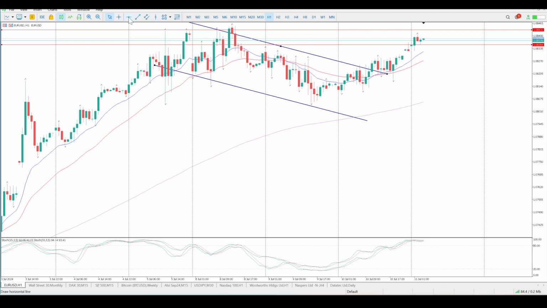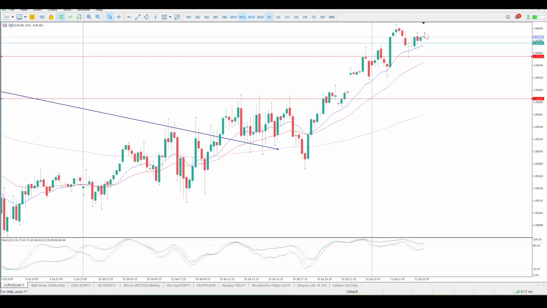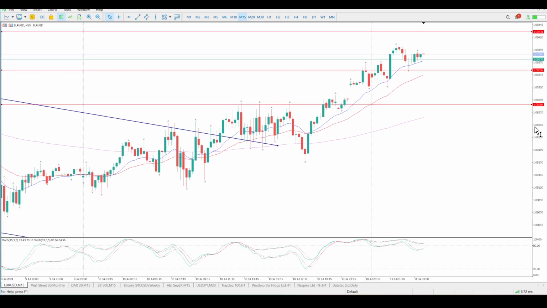I think, just looking at this, I would prefer us to come and close this gap, 1.08286, come back here, build a base here, and then have another move to the upside. I don't think there's another trade that I'd like to take. No, definitely not.